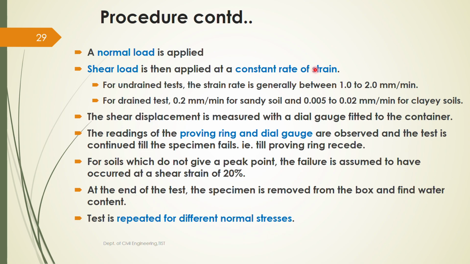In the downward direction, we are giving a normal stress value. That normal stress is not changing during the test. Once one cycle is completed, one test is over, we'll be doing the same test with a different normal stress value. So this is how the test is conducted.